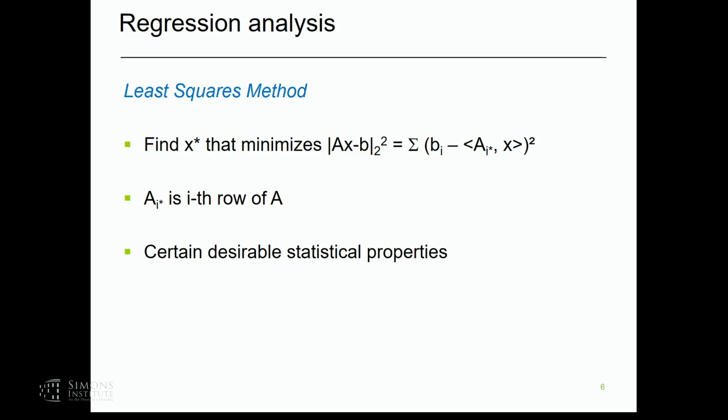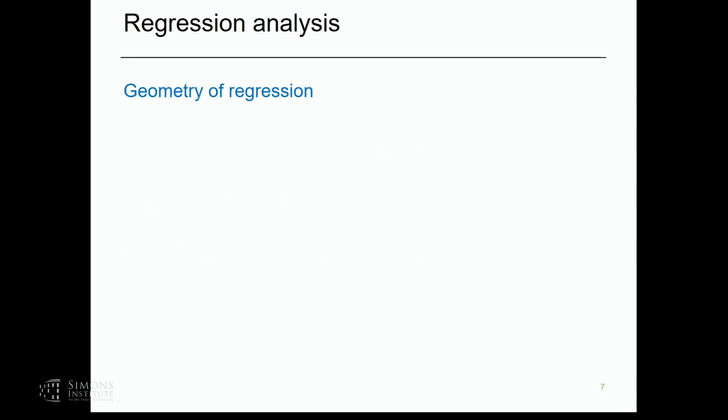Okay, so this has certain desirable statistical properties. For example, if this noise epsilon being added to each of your observations were IID Gaussian noise, then actually finding the x that minimizes this objective function would give you the maximum likelihood estimator. It also has a nice geometric interpretation, right?